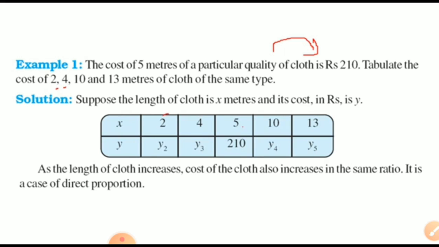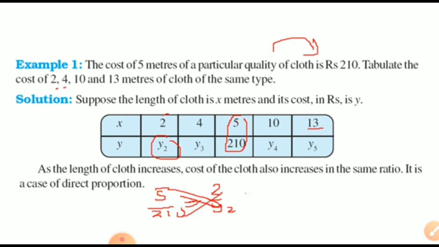The cost of 5 meters of a particular quality of cloth is rupees 210. Tabulate the cost of 2, 4, 10 and 13 meters of cloth of the same type. Here x and y you have to suppose: first term is given 2 and y2, then 4, y3, 10, y4 and 13, y5. Here we have to find out the values of y2, y3, y4 and y5. But one ratio is already given, 5 is to 210, and take out the second one.